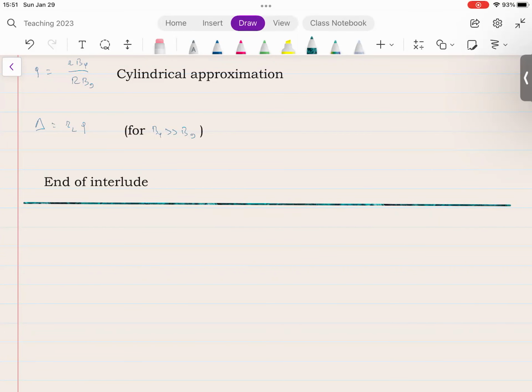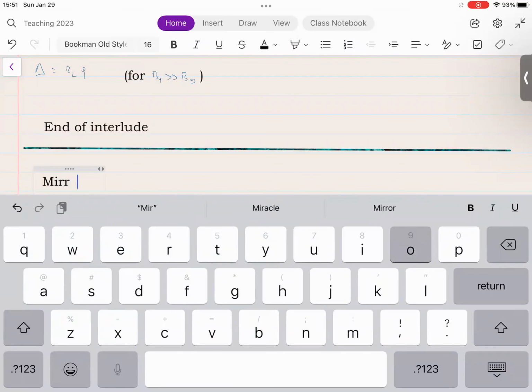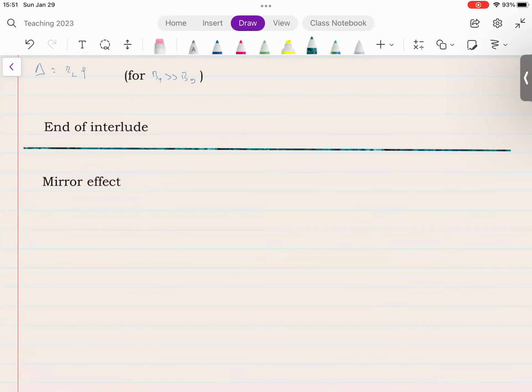Okay, now we're going to look at something that is not a drift, as I said, but will have quite a bit of importance in general in the study of the motion of particles in plasmas. That's going to be called the mirror effect. So let's see how that goes.